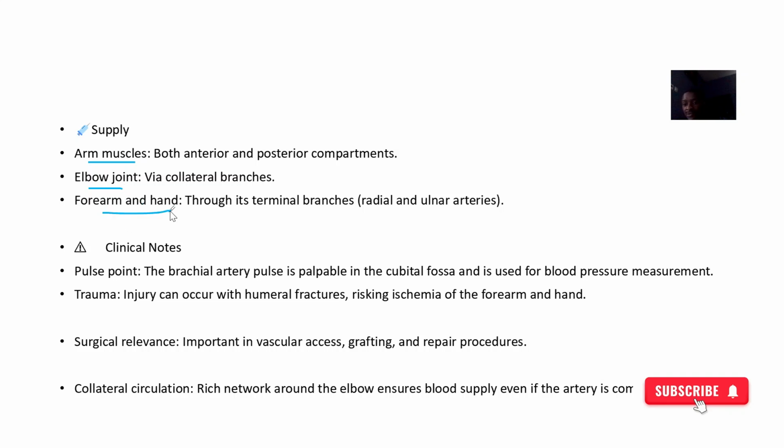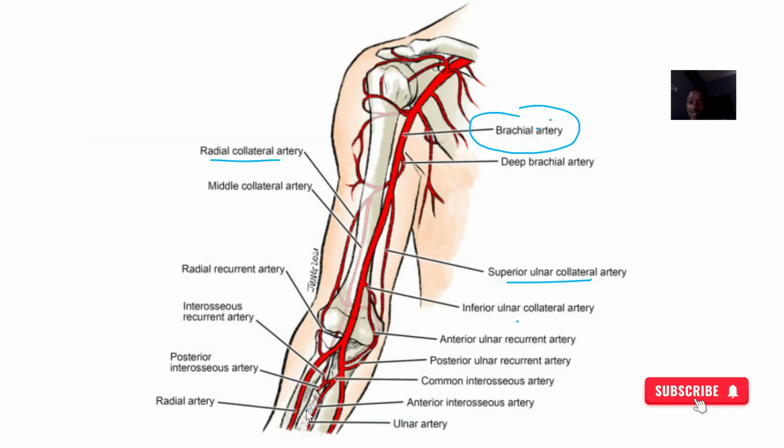So what's the clinical importance of this artery? It's important because you can palpate its pulse in the cubital fossa. So it's a pulse point. It can also be involved in trauma like humeral fractures, so there's a risk of reduced blood supply, that is, a risk of ischemia. There's surgical relevance: it can be involved in vascular access, grafting, and repair procedures. Then, because of the anastomosis and the various branches it gives, it can also provide collateral circulation.